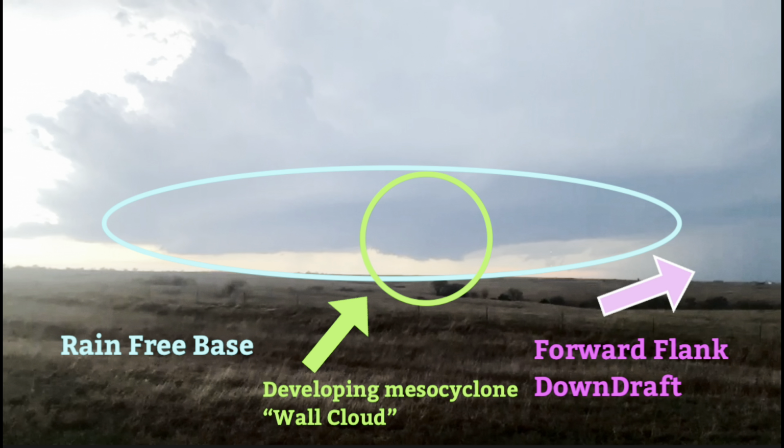But another little tidbit, your wall cloud and developing mesocyclone will always be toward the right, closer to the forward flank downdraft. It will never be all the way to the left side of the rain-free base. It'll always be tucked in there to the right.